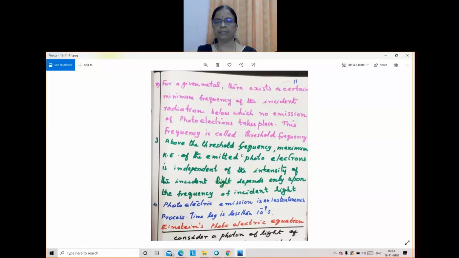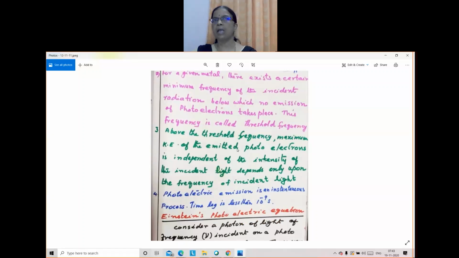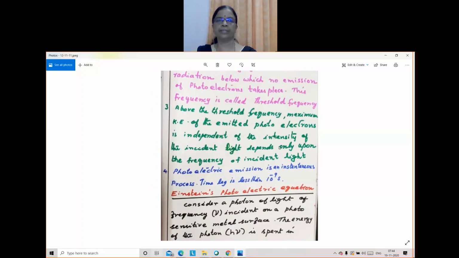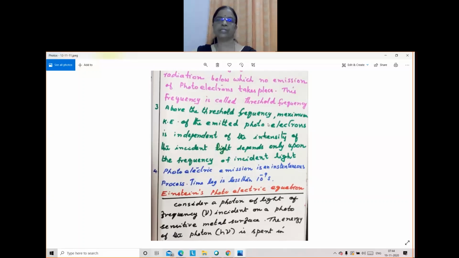That is what we just covered as the next point. There exists a minimum frequency of incident radiation below which no emission of photoelectron takes place, and that frequency is known as threshold frequency. Then the third law: above the threshold frequency, what happens? Kinetic energy increases. Above the threshold frequency, the maximum kinetic energy of the photoelectron is directly proportional to the frequency. It is independent of intensity.